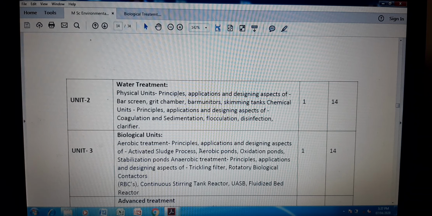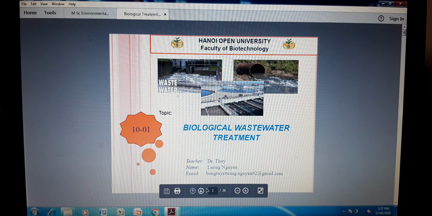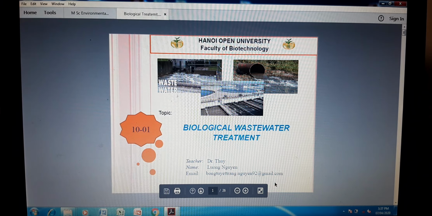So we will see one by one the concept of the biological unit, and secondly what are the treatments coming under these biological units. For this particular unit I have used a presentation from the internet, that is biological wastewater treatment. The author is Dr. Thai. He has given a nice presentation on this particular unit.